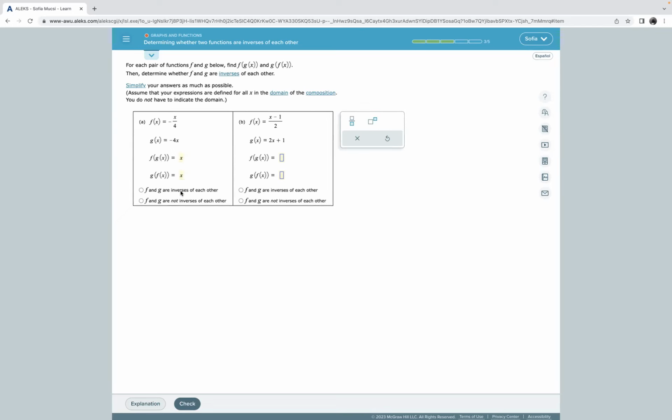So I have that these are inverses of each other. Looks like they both equal x, yes. Yes.